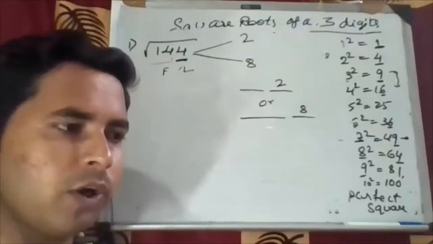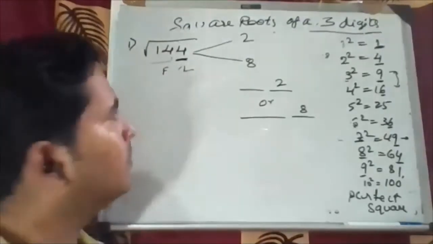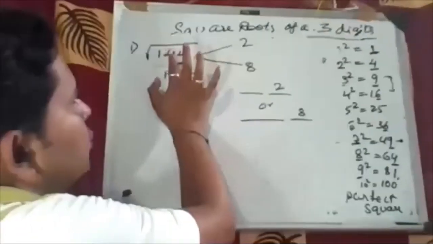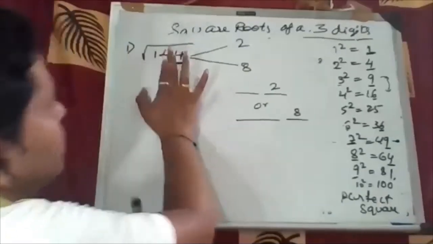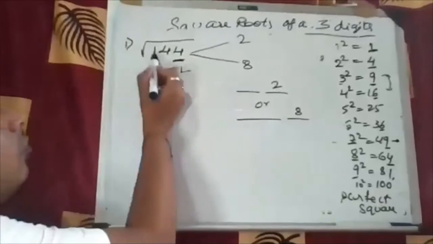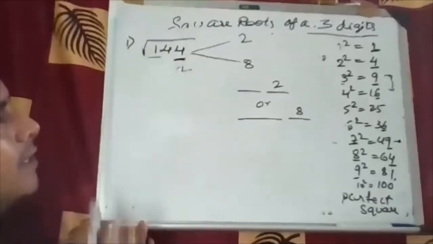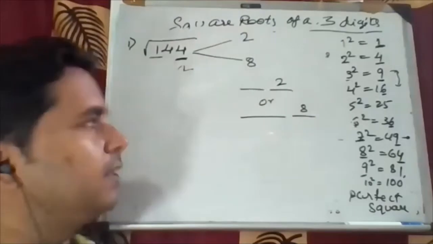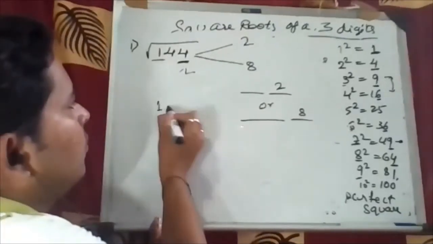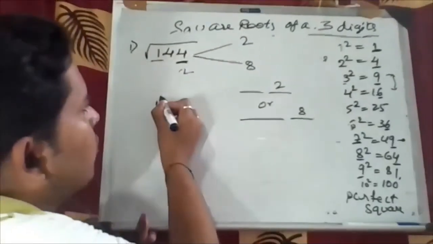So for that, what you have to do? Again, don't take both the values. Don't take 14 as a value. Just consider only the first digit. What is the first digit here? 1. Okay, 1 is the first digit. So here, if you take 1 square, that is 1 only.